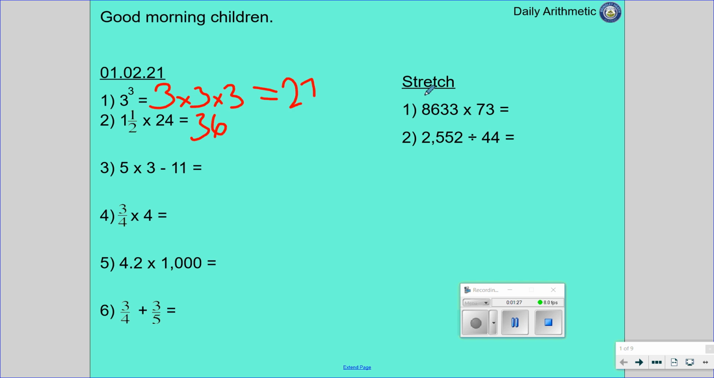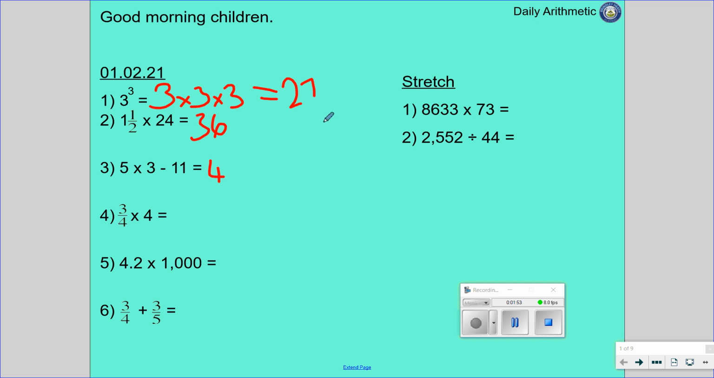Question 3, again this week we're looking at BODMAS, and question 3 is a BODMAS question. So here we've got a multiplication and a subtraction. So out of those two things, the M comes first, so we're going to do the multiplication first and the subtraction second. So first of all we're going to do 5 times 3, which is 15, and then take away the 11, which gives the answer 4.